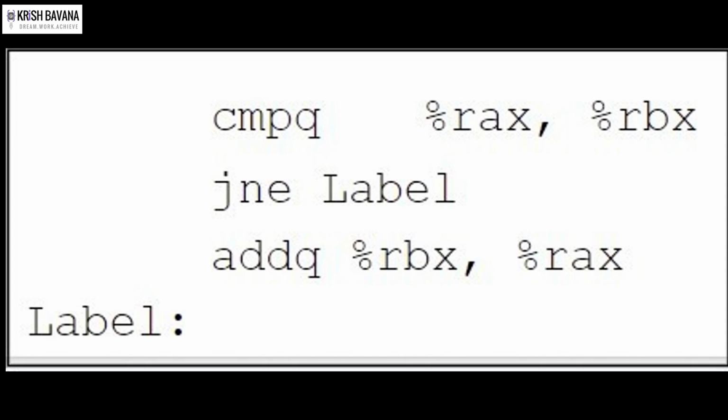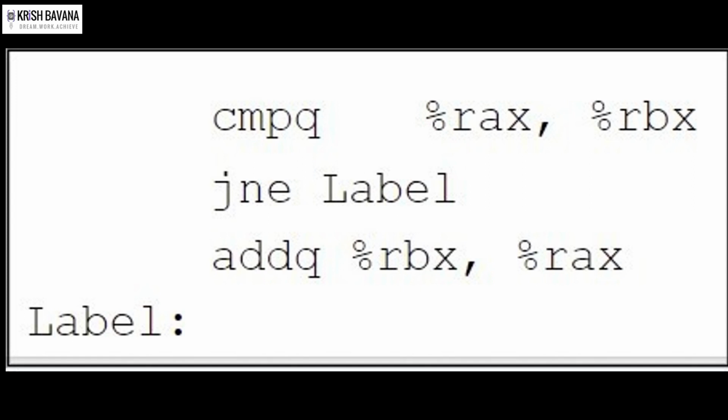And then we are telling it JNE label. So basically, which label to use? JNE, not equal to. So this is where it is kind of tricky, because we use the opposite term when we are doing it. JNE is actually equal to and JE is not equal to.